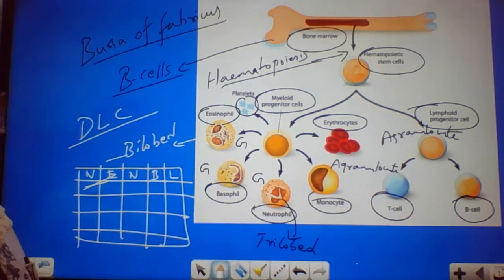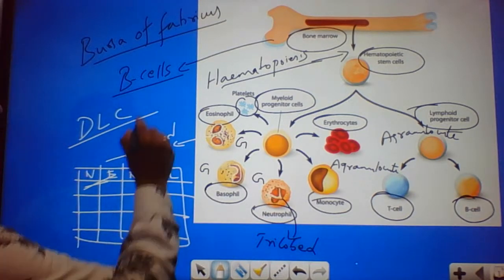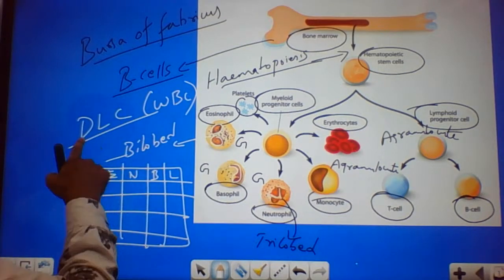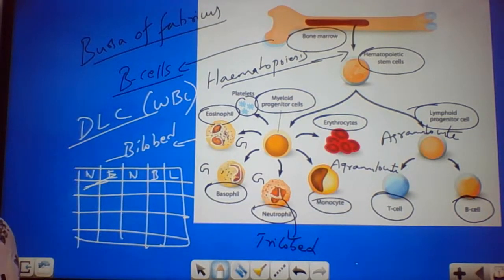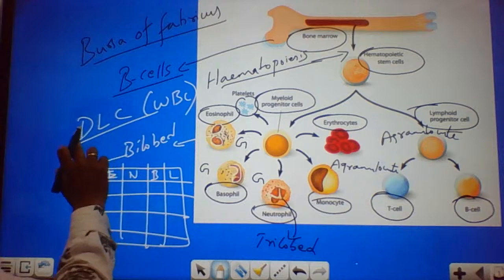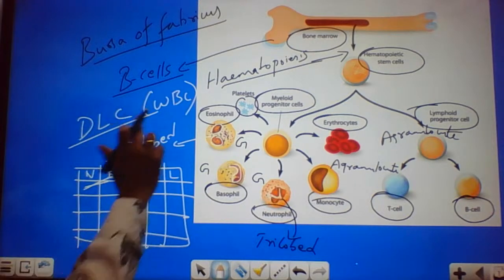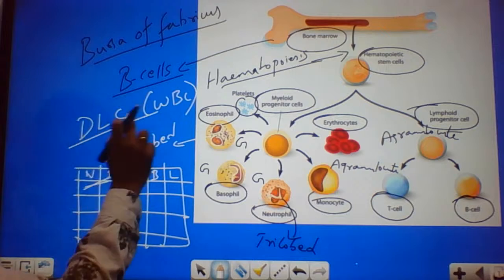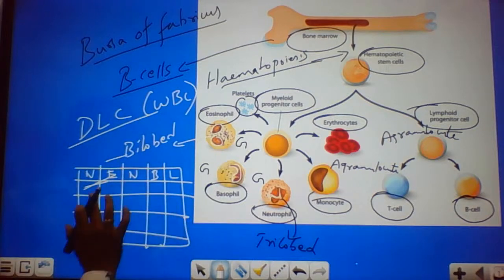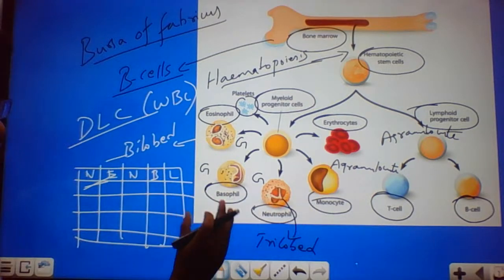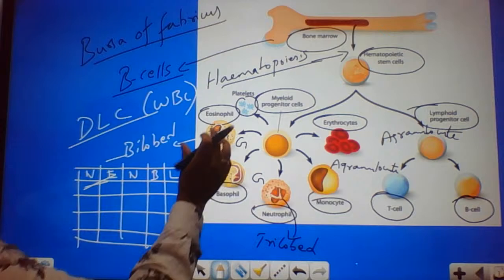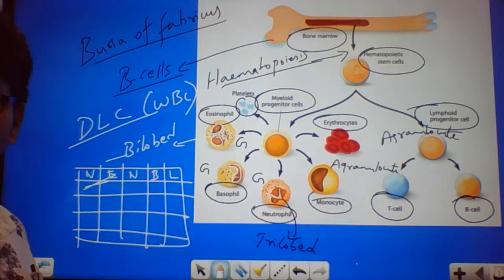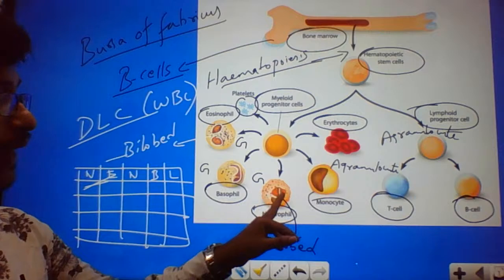We're not going to look into the erythrocytes here. As far as WBC is concerned, if you want to count the number of WBC, we go with the technique called differential leukocyte count, which is the expansion for DLC. By means of the differential leukocyte count, we count the number of neutrophils, basophils, eosinophils, monocytes, and lymphocytes. How can we identify them? Based on the structure.